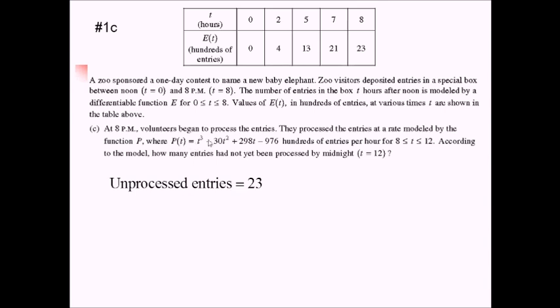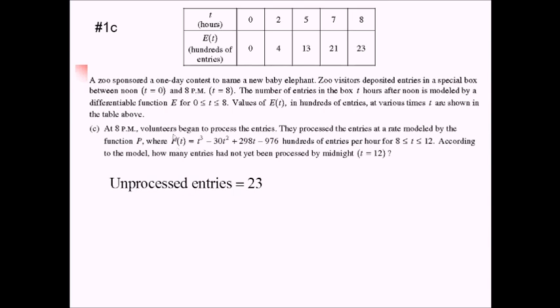Now, this p function is telling us the rate at which we are processing these. So you could think of that as the rate at which we are subtracting away entries from this total that we start with at 8 p.m. So if I want to figure out how many I have left, I need to do 23 minus an integral of this rate of change.